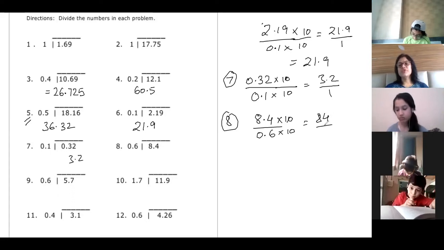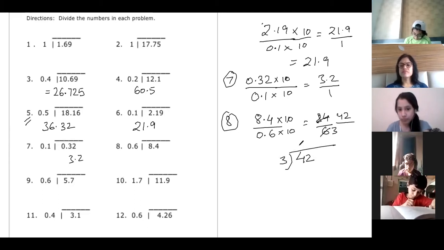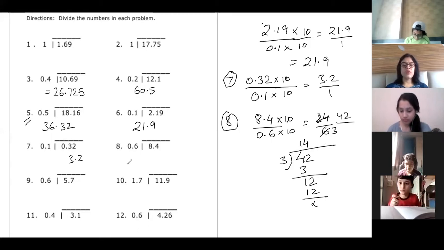It will be multiplied by 10 and it becomes 84 by 6. You can do it here, and then the next one you will do, it will be 42 by 3. 2 3s are 6, 2 4s are 8. Yeah, 42 by 3. Now divide 42 by 3. 3 ones are 3. Minus 1. Bring 2 down. 4 3s are 12. 14 is the answer. So the answer is 14. Whole number you are getting.